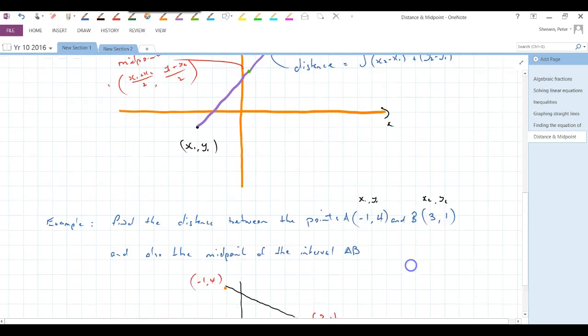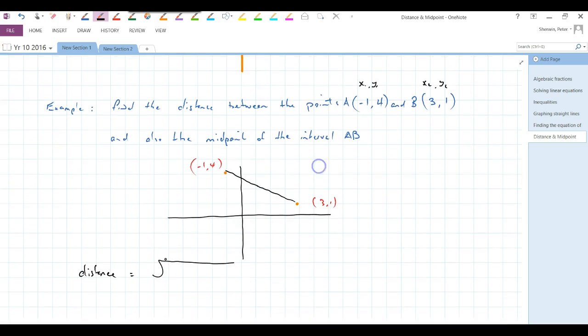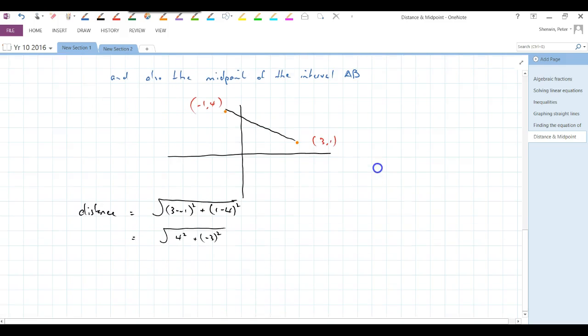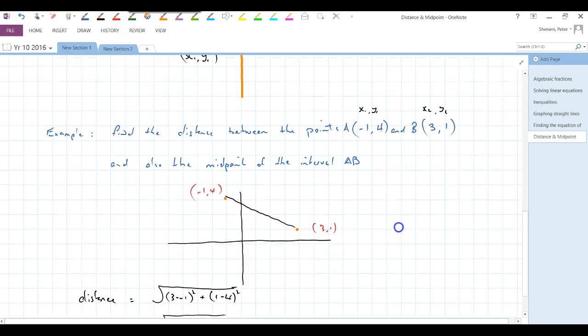So this distance is the square root of (x2 minus x1) all squared. So x2, which is 3, we just put that into the formula, minus 1, all squared, plus (y2, 1, minus 4) all squared. So that's the square root of 3 minus minus 1 is 4 squared, 1 minus 4 is minus 3 squared, and that's the square root of 16, plus 9, so that's the square root of 25, or 5. So the distance is 5, and that's just applying that formula.